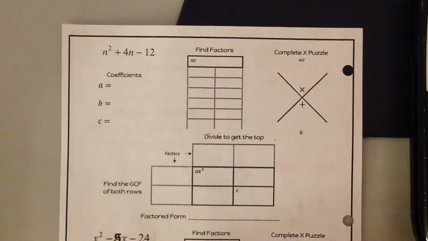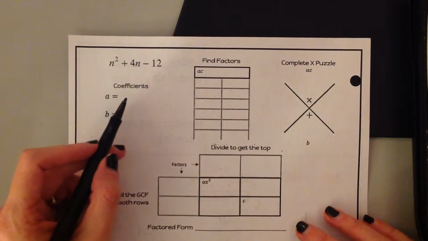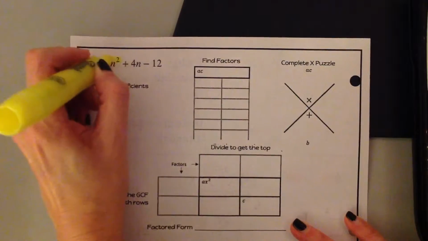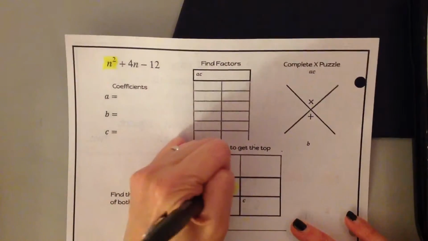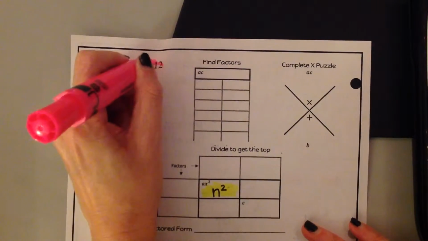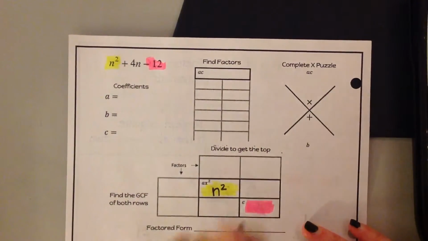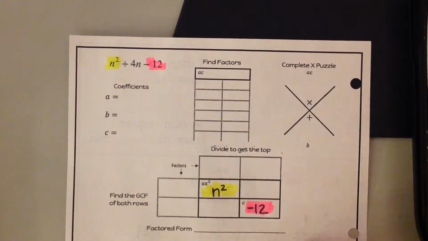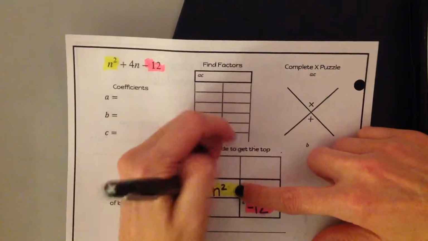All right, let's go over to the back. Our next example. We've got n squared plus 4n minus 12. Well, just like from the front, we are going to highlight our lead term, and that is going to go in the top left box, n squared. And we've got our last term, our constant, which is going to go in the bottom right box because we have 0 as our remainder, so we will not need another column. And I know from multiplication that something times something makes n squared, and it's going to be n.